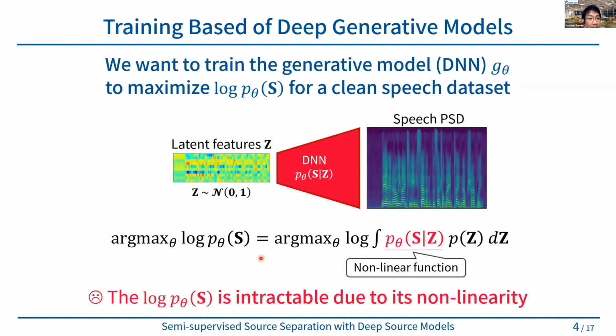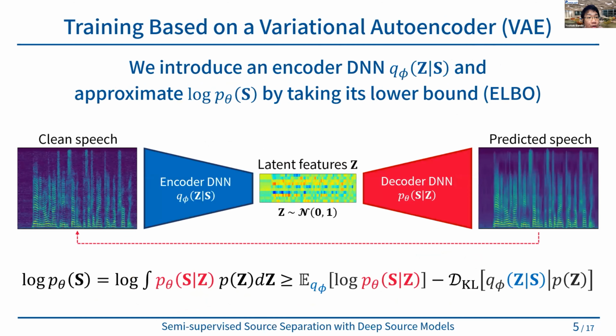This problem is formulated by this one and derived from the integration of the product of p(s|z) and p(z). Since this integration includes nonlinear function G in the p(s|z), this likelihood is intractable and hard to calculate directly. So to solve this problem, we train the deep generative model based on a variational autoencoder called VAE. In the VAE, we introduce an encoder DNN, q(z|s), to approximate the log marginal likelihood by taking its lower bound.